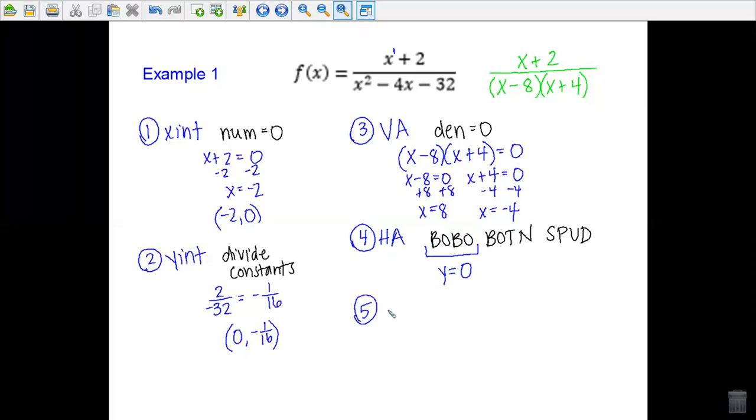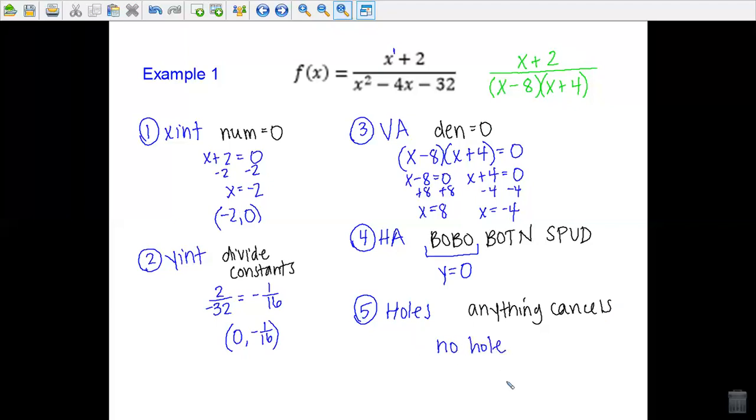All right, and then our last one that we're looking at is looking for any holes, right? And remember, your hole comes if anything cancels. So way back in the beginning, right, we factored this out and we said there is x minus 8, x plus 4 on the bottom. Nothing is the same on top and bottom. Nothing cancels.